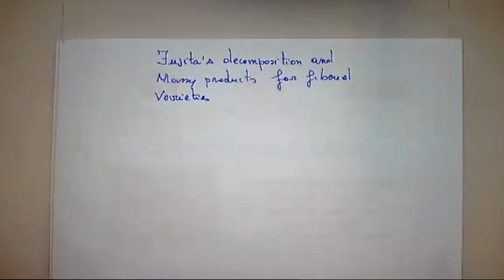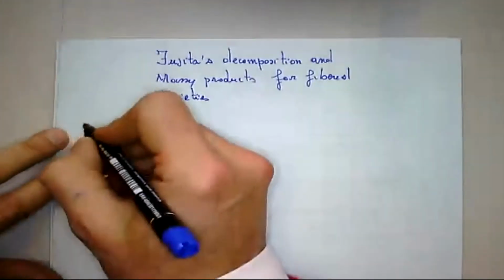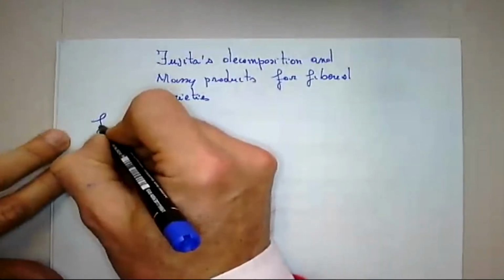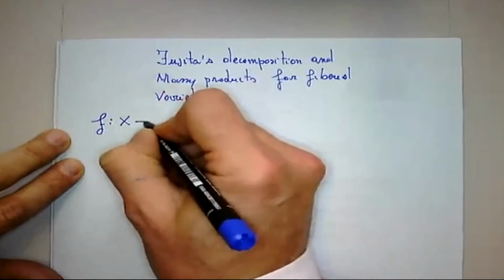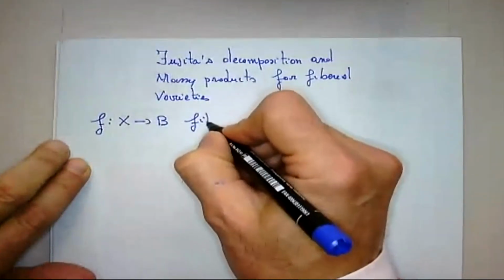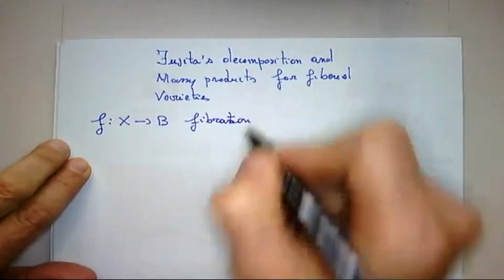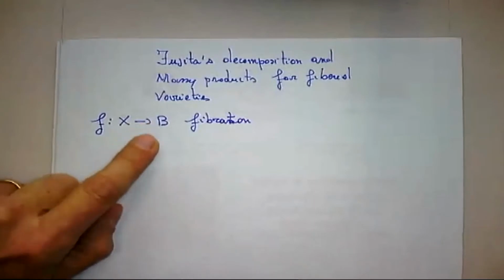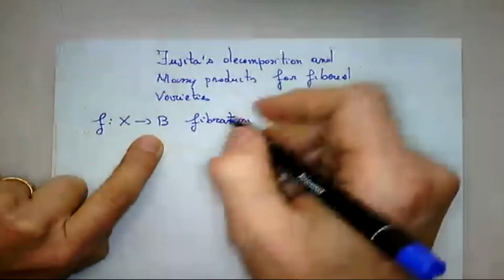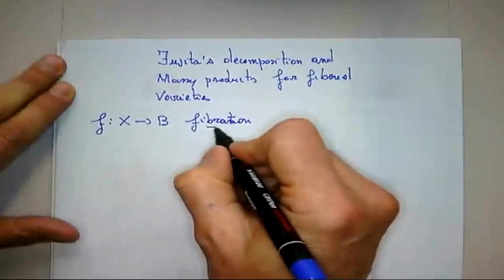Let me first introduce the setup. So the setup is the following. I take a fibration. So let me call it F from X to B. For me, fibration today means a holomorphic, proper, surjective map with connected fibers. So this is a fibration.